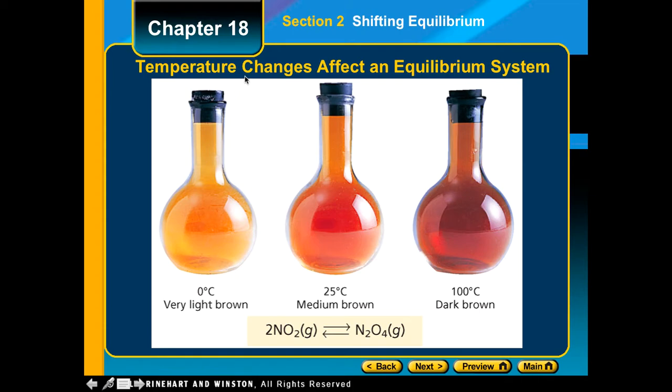Here we can see the effect: the NO2 gas decomposes into N2O4 and vice versa. At 0 degrees, the dominating color is a very light brown. At 100 degrees, the dominating color is dark brown. While at room temperature, intermediate at 25 degrees Celsius, it is a medium brown.